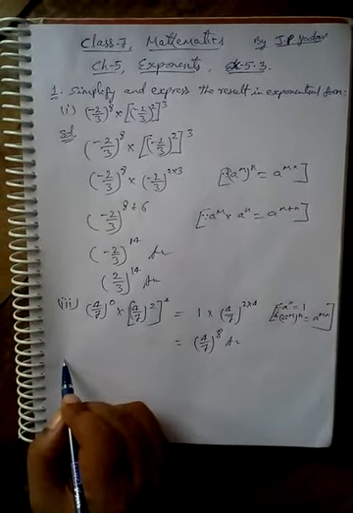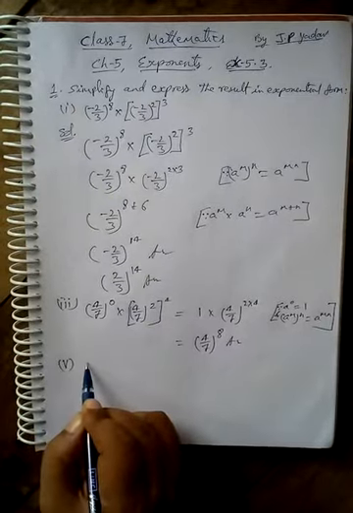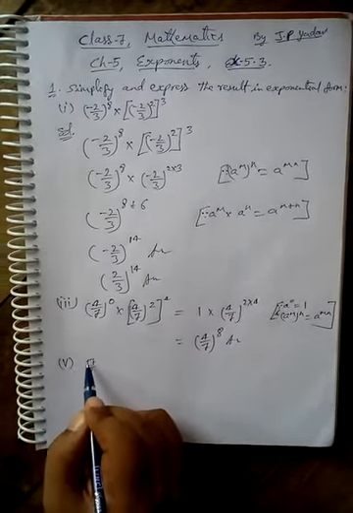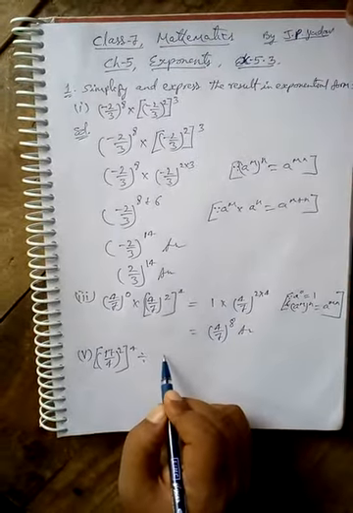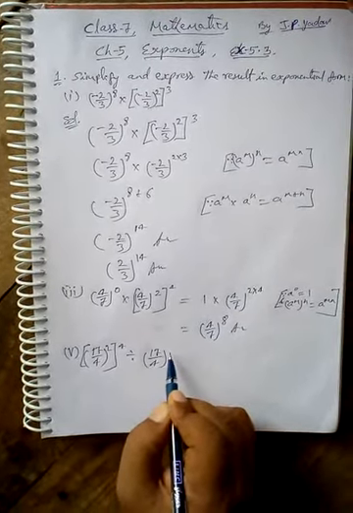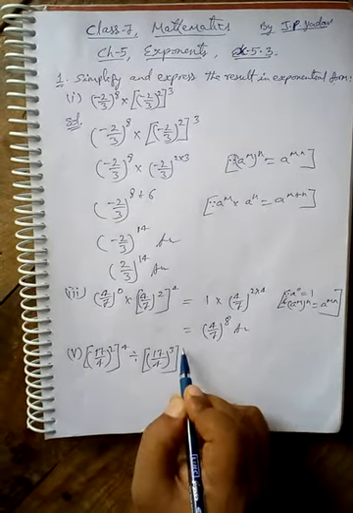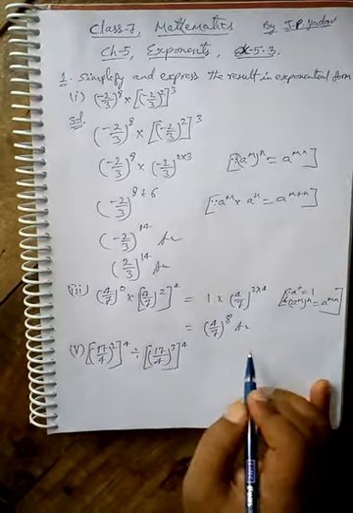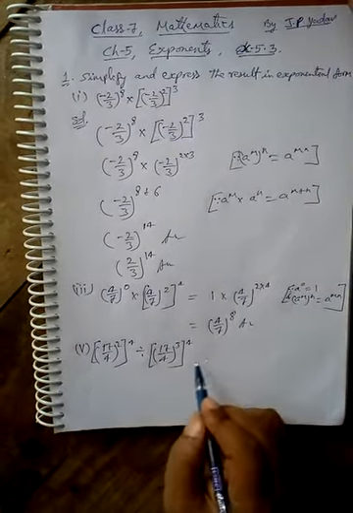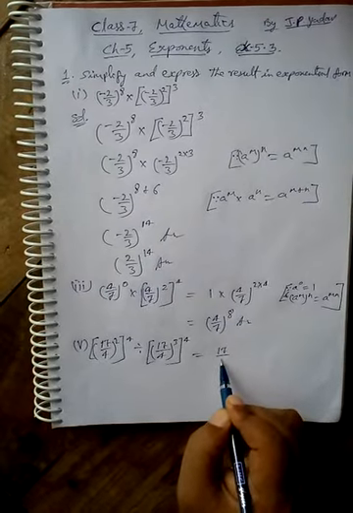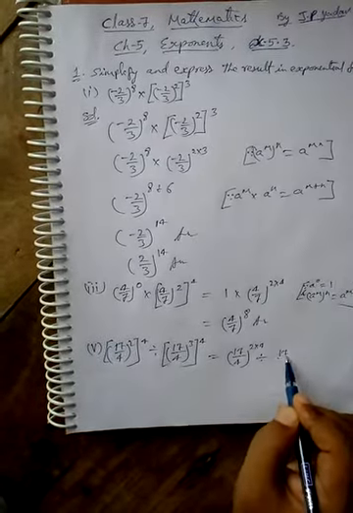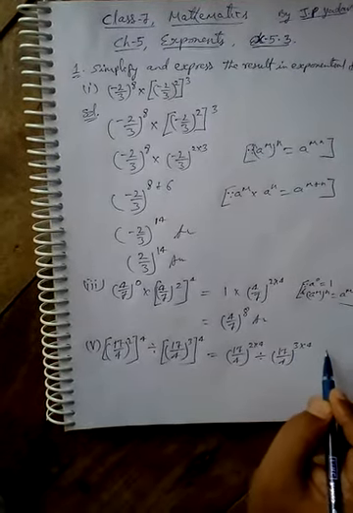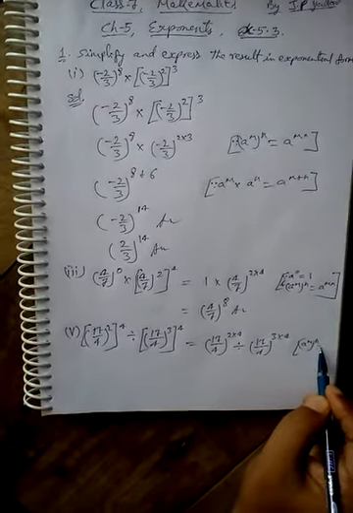Now let's do 5th question. 17 by 4 raised to the power 2 whole raised to the power 4 divide 17 by 4 raised to the power 3 whole raised to the power 4. So here we can open the bracket first. 17 by 4 raised to the power 2 into 4 divide 17 by 4 raised to the power 3 into 4. The law is a raised to power m whole raised to power n is equal to a raised to power mn.